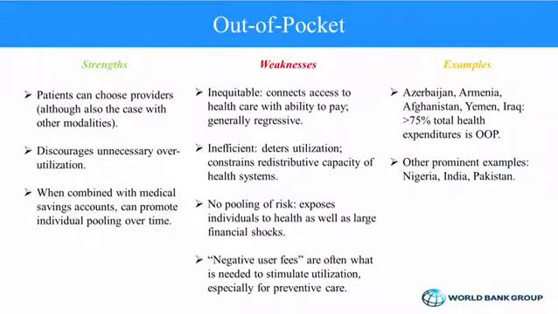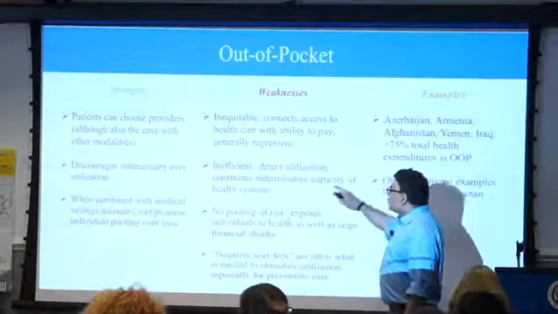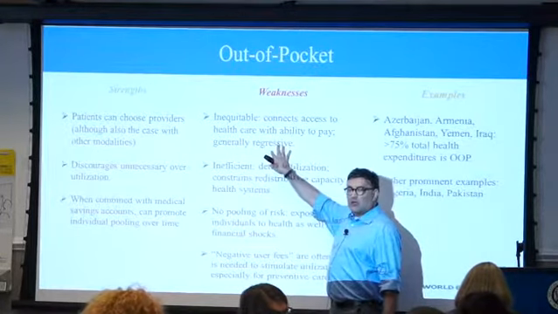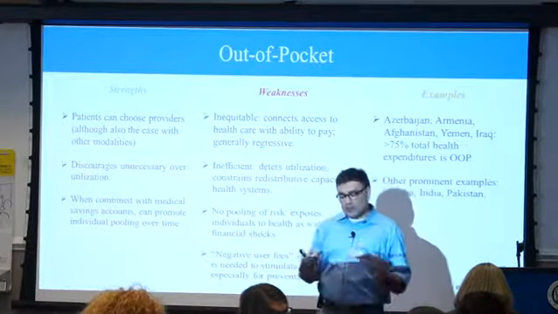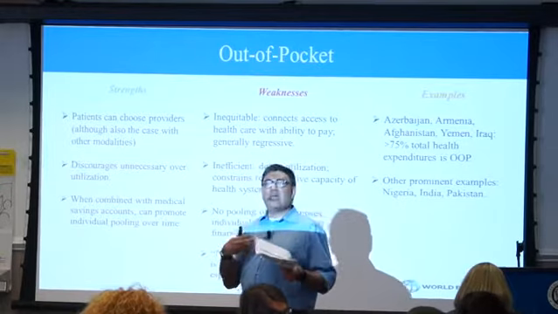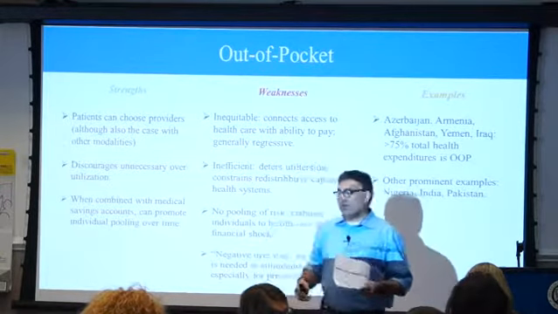Out-of-pocket spending. We've talked about the weaknesses. It's an inequitable form of financing. It links access to your ability to pay. It's usually what is called regressive. Again, don't be afraid of the terminology. Regressive basically means that the poor are having to pay a higher share of their income. So it's like a regressive tax.